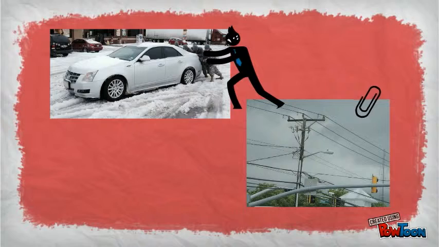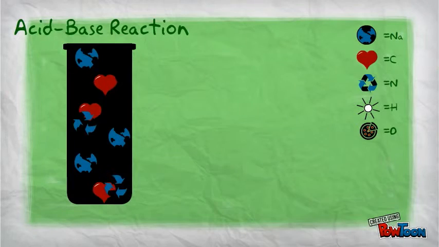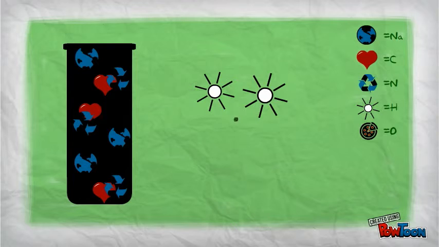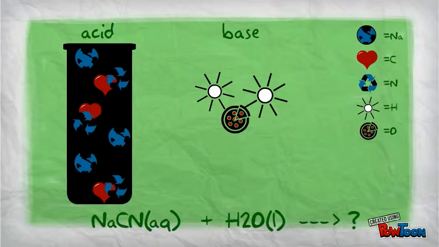Our next segment is an example of an acid-base reaction. Hydrocyanic acid and sodium hydroxide react to form water and sodium cyanide. The sodium in the equation is what we call a spectator ion.